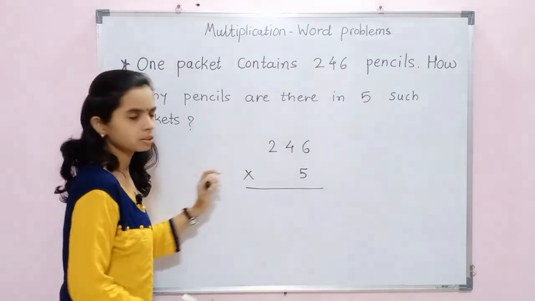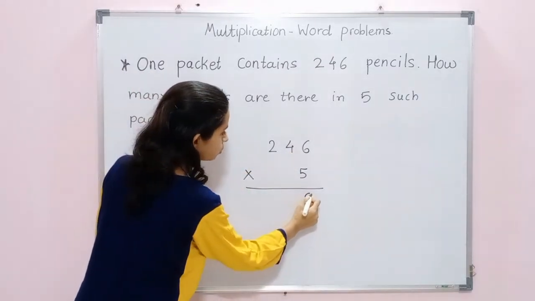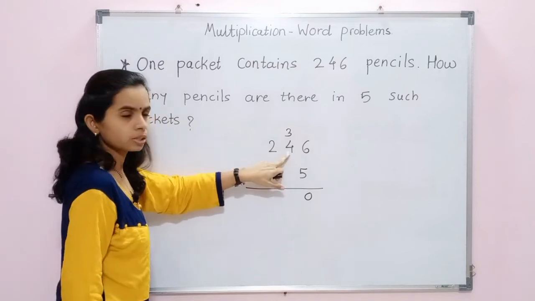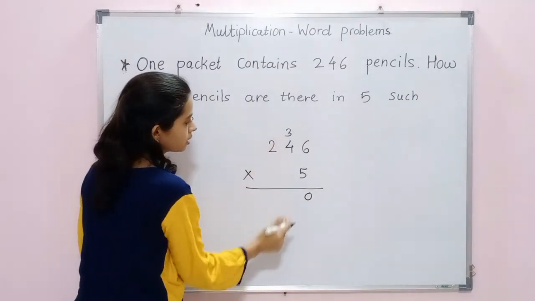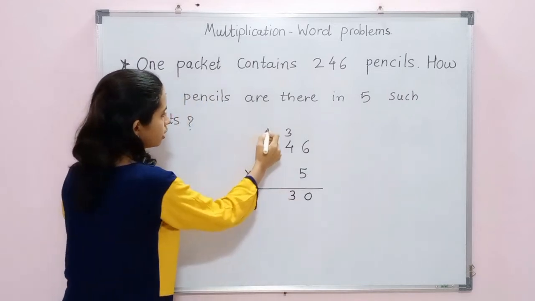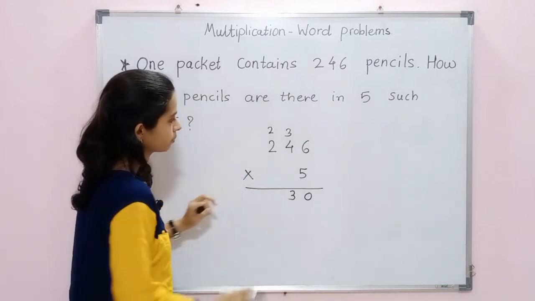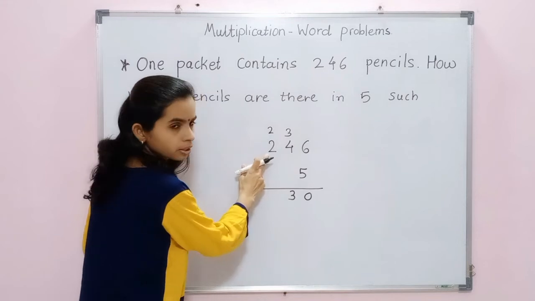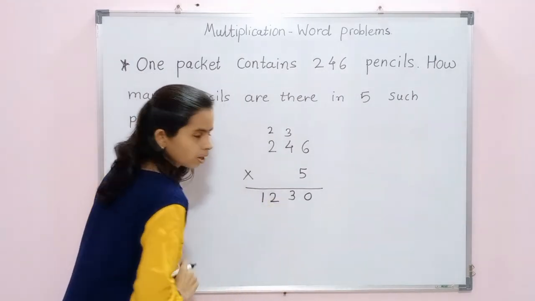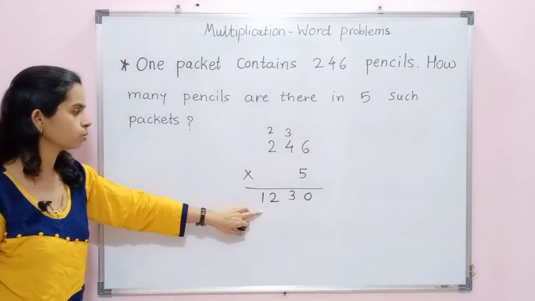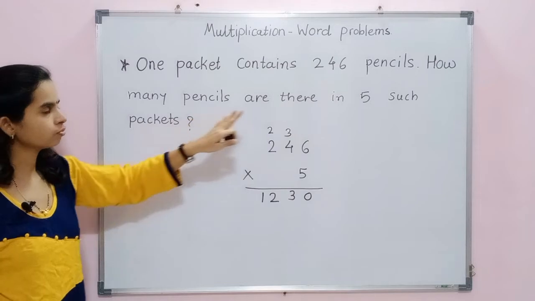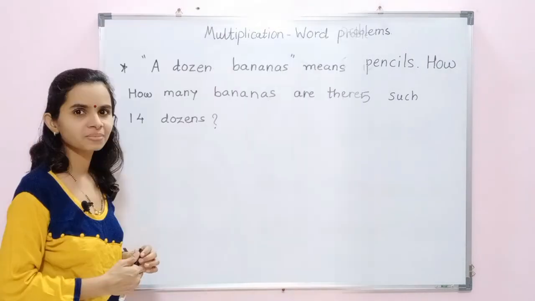5 6s are 30. So we will put here 0 and 3 will come here. 5 4s are 20. 20 and this 3 is 23. So 3 will come here and again 2 goes here. 5 2s are 10 and this 2 will become 12. So our answer is 1230 pencils are there in 5 such packets.